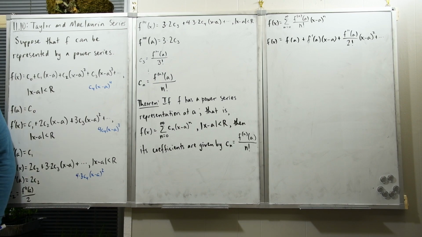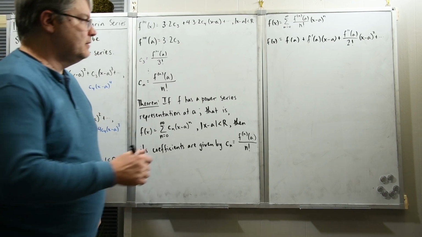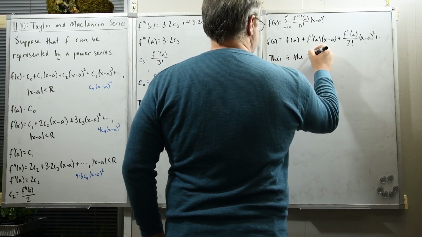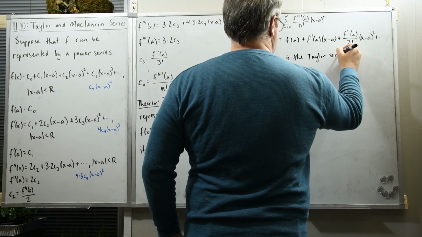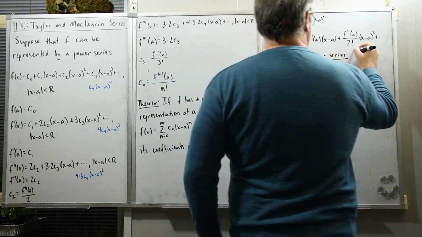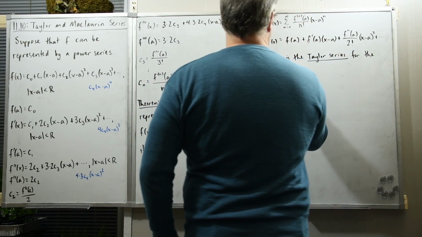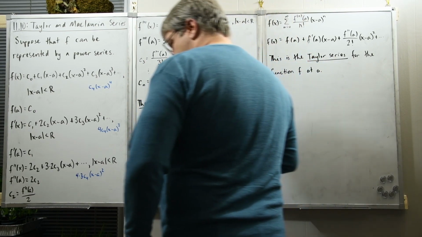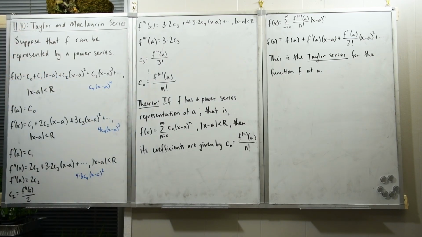Now, this is what we refer to as a Taylor series for the function f at a. And so, if you think about this representation, it can also be expressed as the Taylor series for f centered at a. Sometimes you hear it mentioned that way.